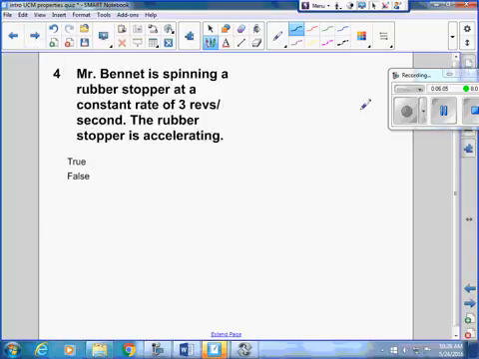Mr. Bennett is spinning a rubber stopper at a constant rate of 3 revolutions per second. The rubber stopper is accelerating. The answer is? Why, Sam? Changing direction.